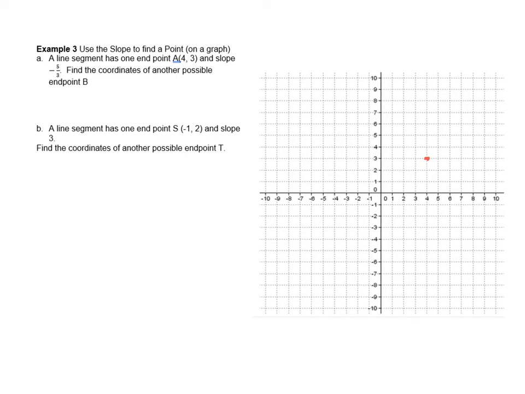Now remember what slope is. Slope is rise over run. So 5 over 3 means that 5 is the rise and 3 is the run. And if it's negative, that means the line's going to be going down to the right. So if the rise is 5, then I can count 5 down from 3. That's going to take me to -2.